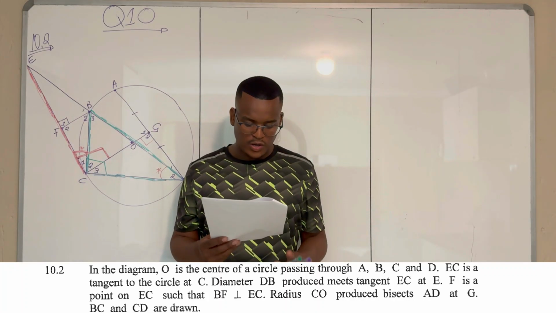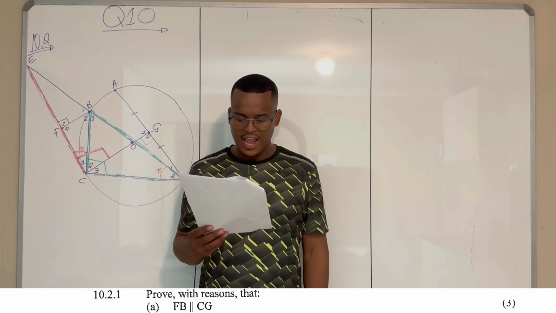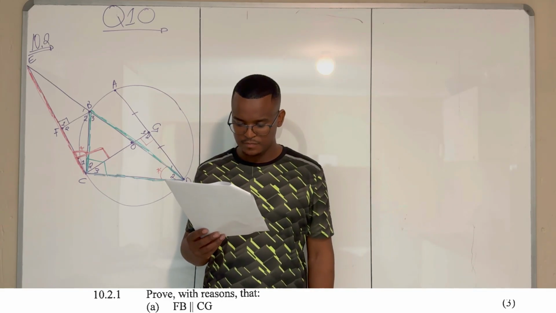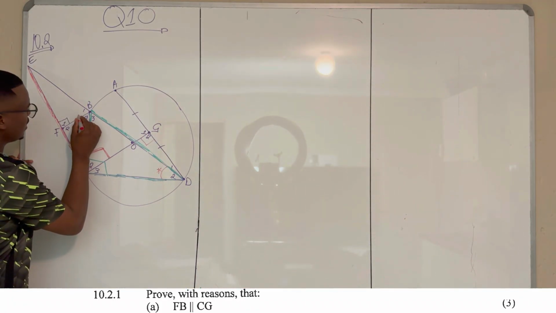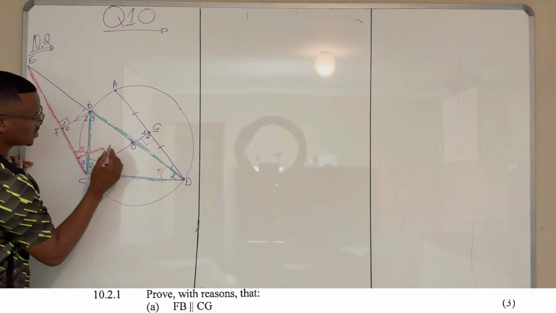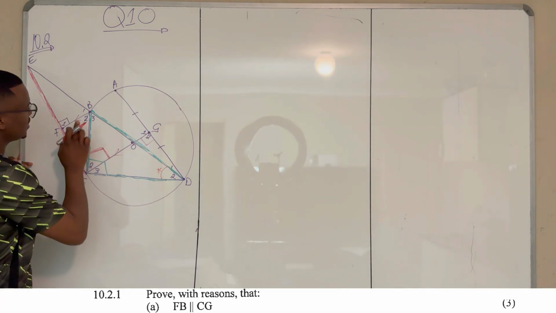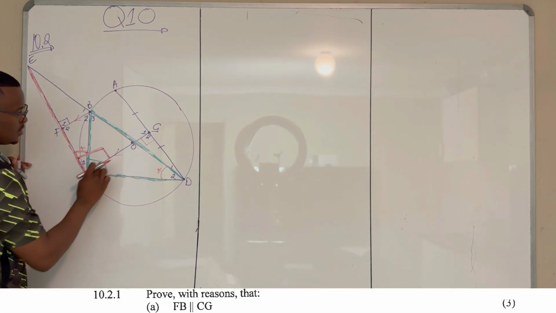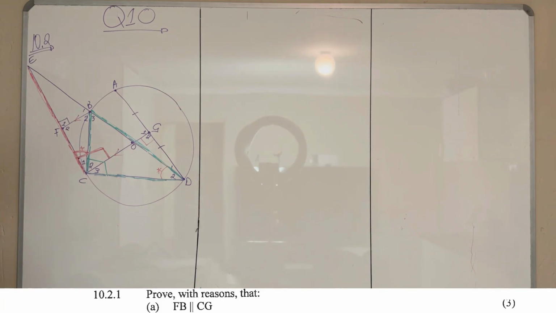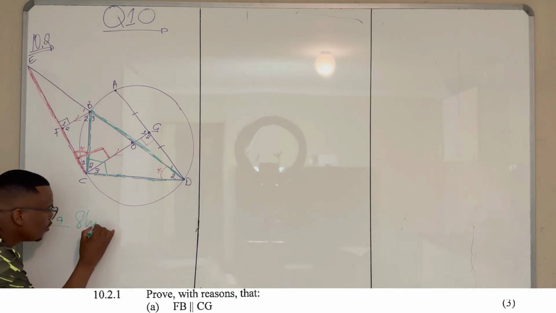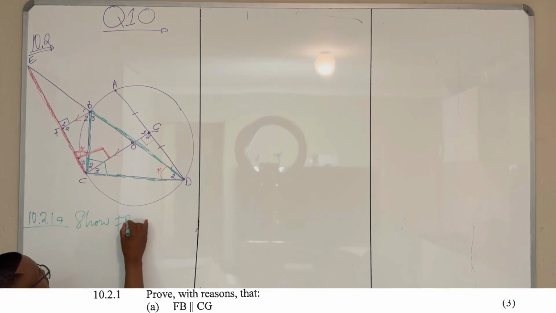At 10.2.1, they are saying prove with reasons that FB is parallel to CG. So they want us to prove that FB, which is this line over here, is parallel to CG, which is this line over here. This line is parallel to that one. That's how they want us to prove. So this is 10.2.1a. Show or prove that FB is parallel to CG.